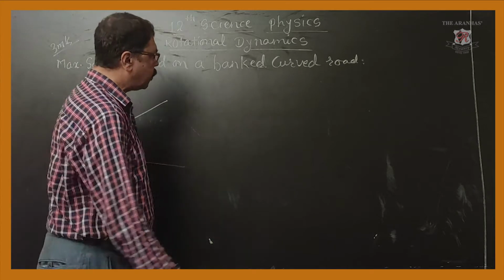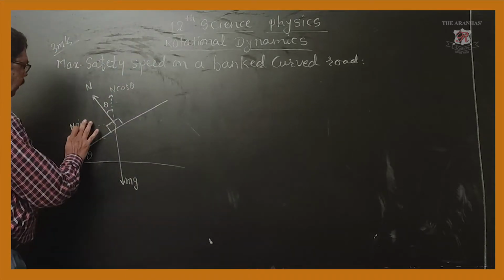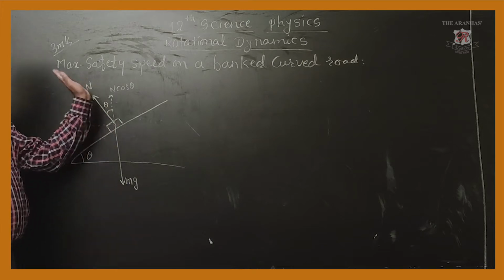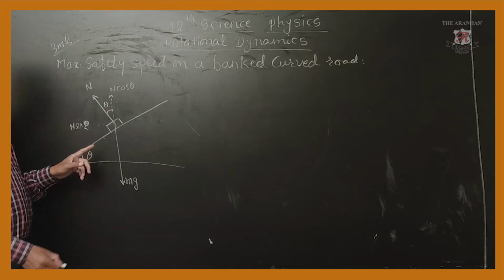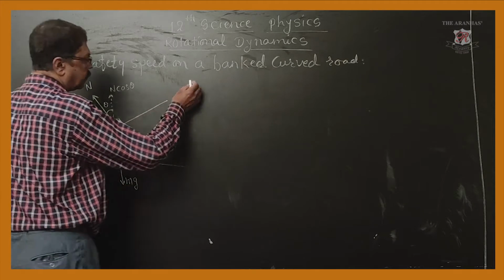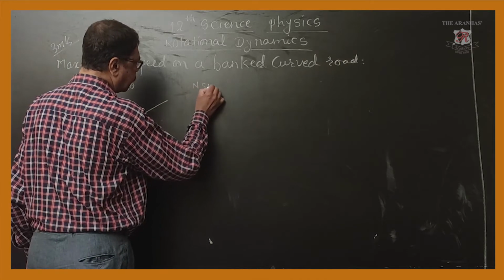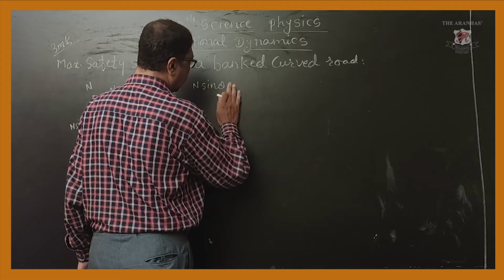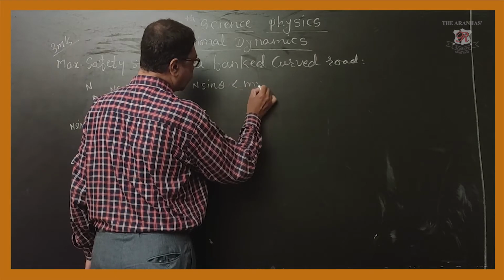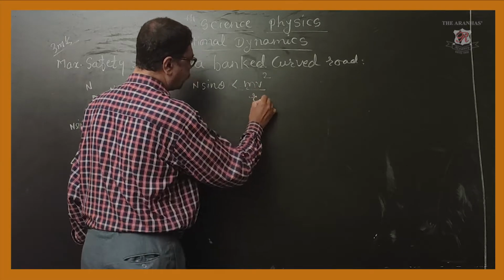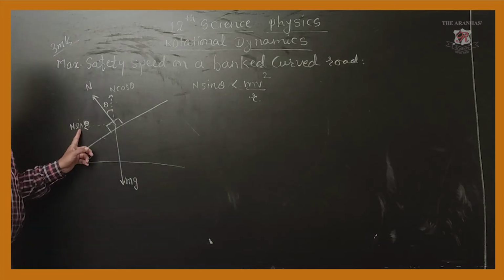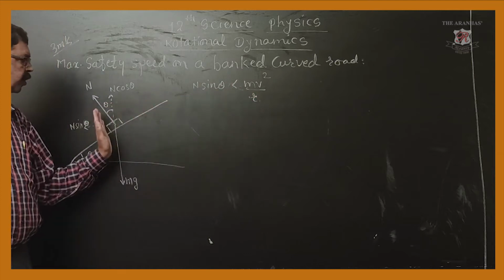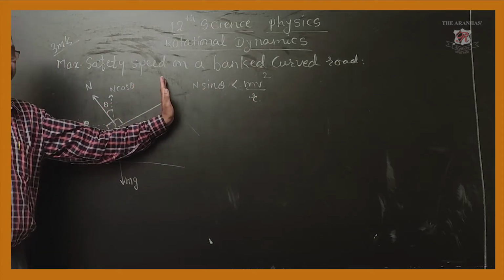Now, assume that this N sin theta, which is going to provide the centripetal force for the circular motion, is less than mv square upon r. If N sin theta component is less than the centrifugal force, which is mv square upon r, the vehicle will start moving in this direction.